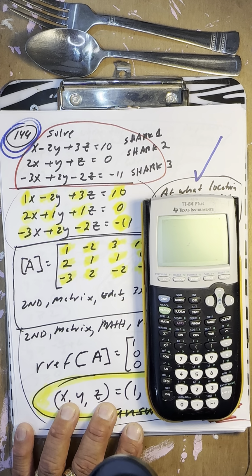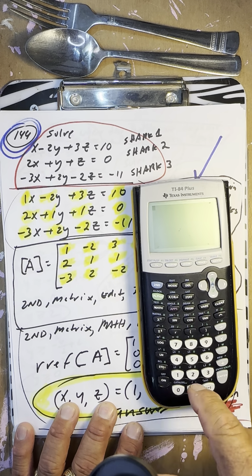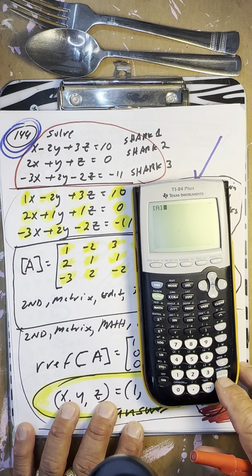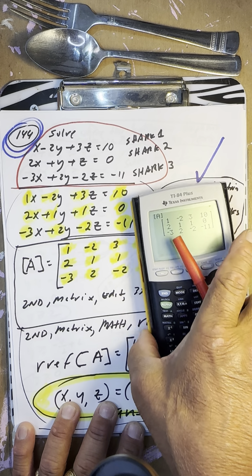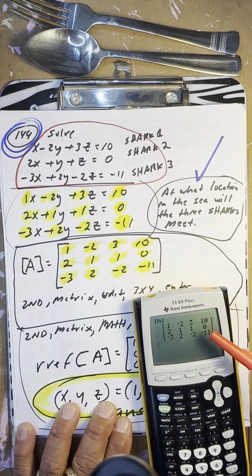So you're going to go second matrix, edit, 3 by 4, enter. And eventually you're going to get this. You see, second matrix A is going to look like that. Augmented matrix of this guy right here. Just the numbers. See the numbers right there?